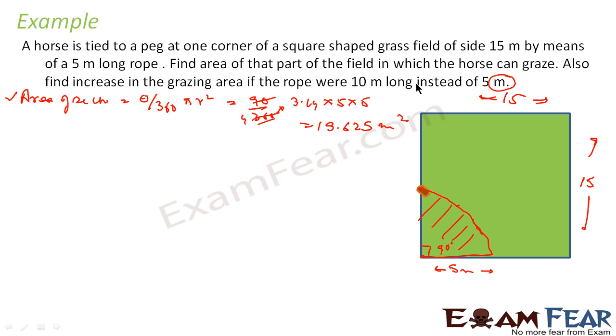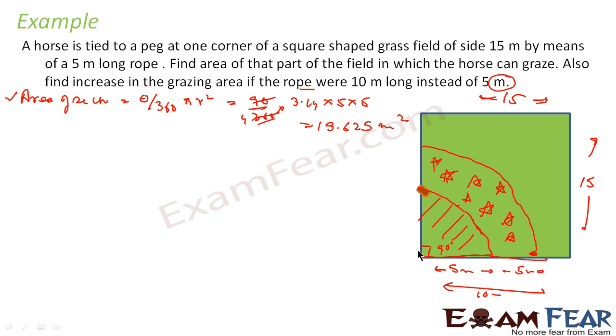The second part says to find the increase in the grazing area if the rope is increased from 5 to 10. So instead of 5, it is now 10 meter here. And now the horse will graze this area. We are talking about the increase in area. This starred one is the increase in area, because earlier this was the area, the dashed one, and now it is the total area. So the increase is the starred one, and that is what they are asking for. Here also it's a sector with radius 10 meter now.